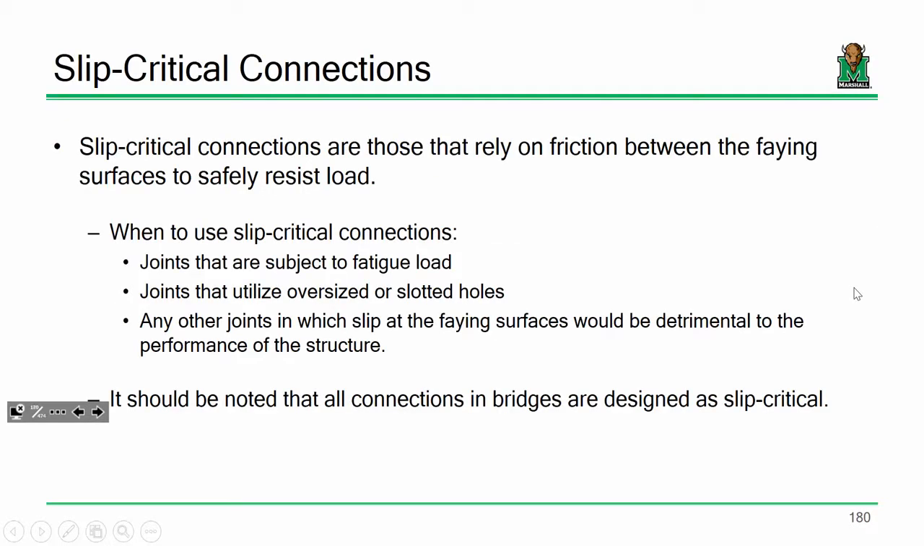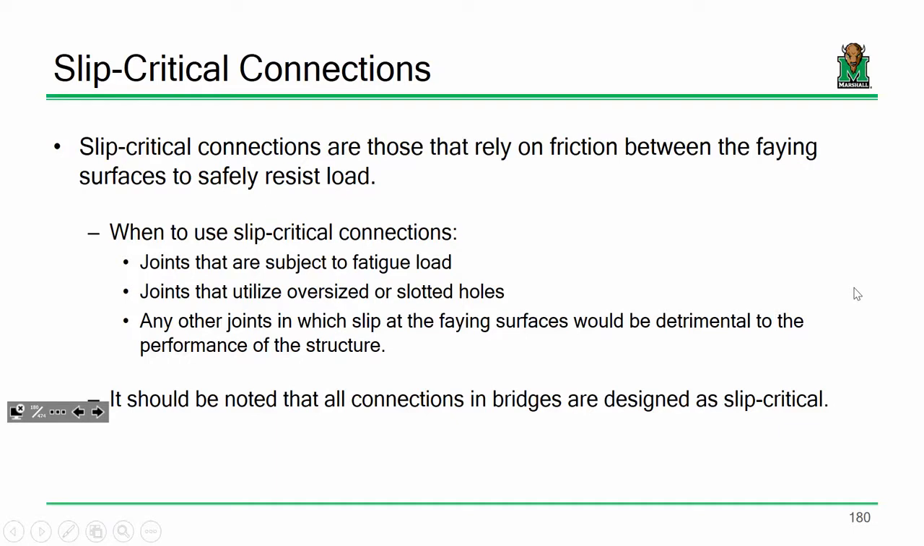Now, slip critical connections are the other, I guess I would say, primary type of connection that we use in steel structures. A bearing type connection, if you recall, literally requires the bolt to come into bearing with the plate. So you have a hole, you have a bolt, and when I load in shear, the bolt literally loads the plate, physically comes into contact with the plate. It bears on the plate, hence bearing type connection.